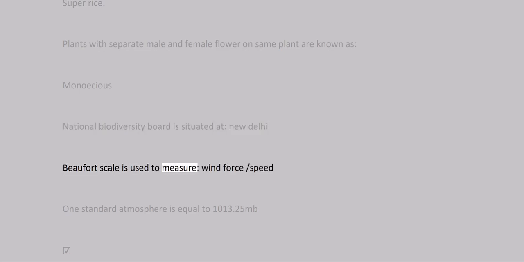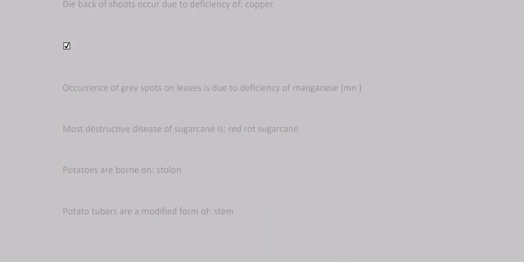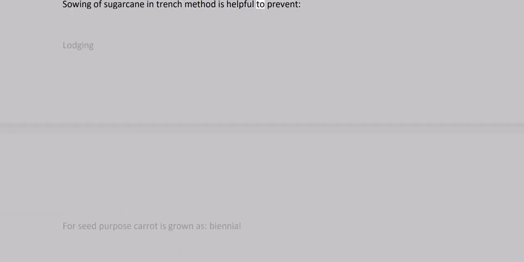Beaufort scale is used to measure wind force. 1 standard atmosphere is equal to 1013.25 mb. Dieback of shoots occurred due to deficiency of copper. Occurrence of grey spots on leaves is due to deficiency of manganese, Mn. Most destructive disease of sugarcane is red rot. Sugarcane buds are borne on stolon. Potato tubers are a modified form of stem. Sowing of sugarcane in trench method is helpful to prevent lodging.